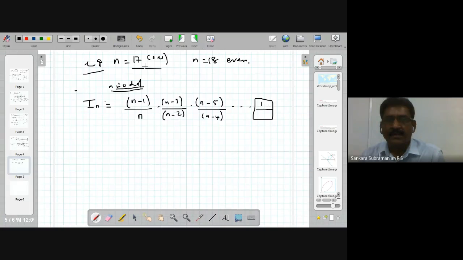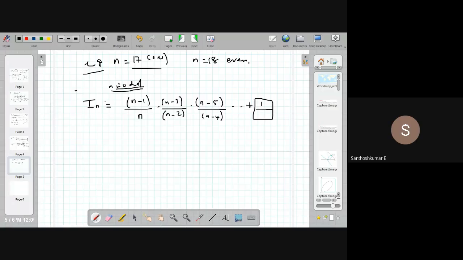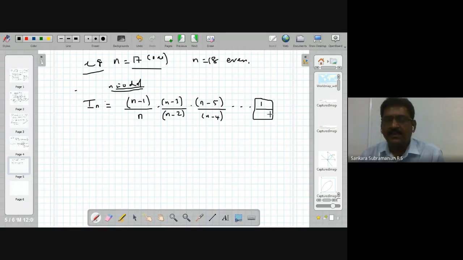அதே போல 2 2 கழிச்சுட்டு வர்றப்போ, ஈவன் நம்பர், if n is even number, if you subtract 2 2 2 கழிச்சுட்டு வர்றப்போ அந்த டேர்ம், 3 லாஸ்ட் நம்பர் 3யா?